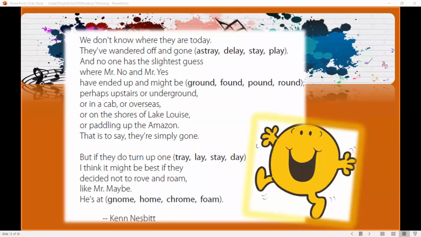That's quite a funny poem, isn't it? I think so. Well done, pat pat, guys. So we don't know where they are today. They've wandered off and gone astray, and no one has the slightest guess where Mr. No and Mr. Yes have ended up and might be found, perhaps upstairs or underground, or in a cab, or overseas, or on the shores of Lake Louise, or paddling up the Amazon. That is to say, they're simply gone. But if they do turn up one day, I think it might be best if they decide not to rove and roam like Mr. Maybe. He's at home.